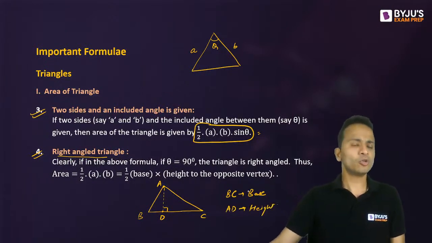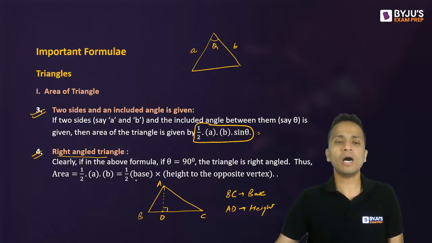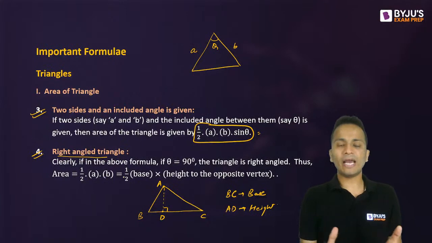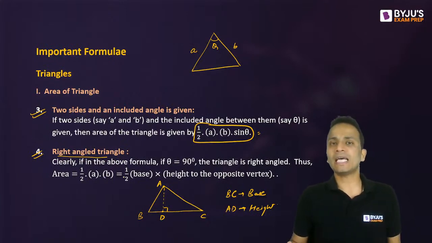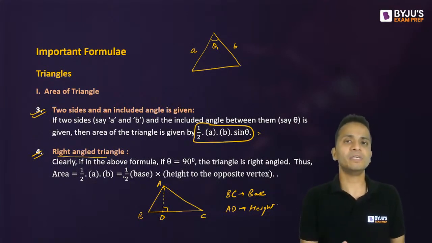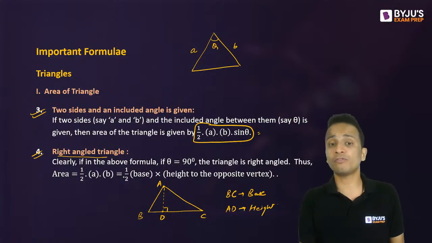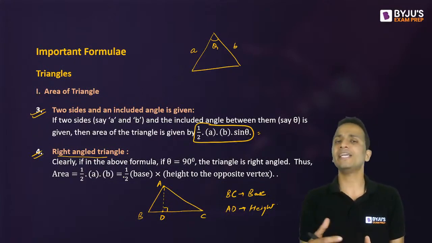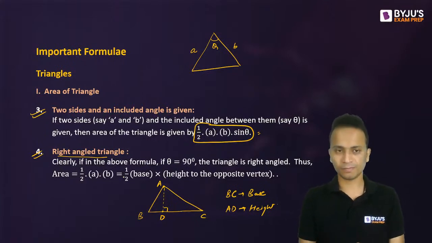All right. So the area of triangle will be equal to half into base into height. All right, where height is the perpendicular to the base. So in a right angled triangle, you can say that the area will be half multiplied by the product of the two perpendicular sides. Okay, so this formula can be applied whenever the sides are perpendicular or you are given the height and the base of the triangle, right?